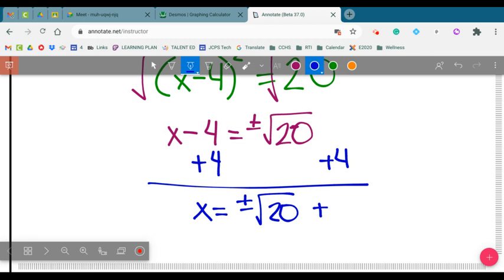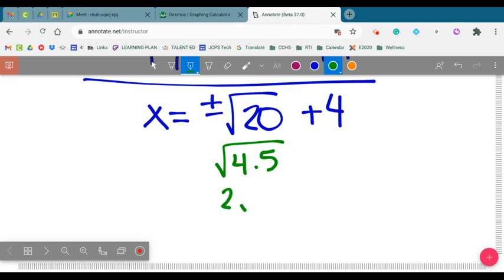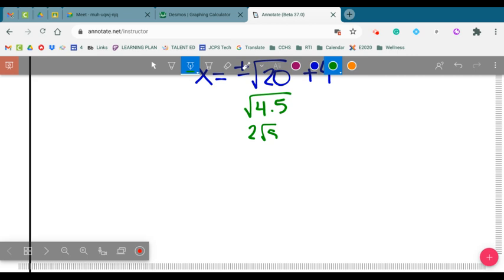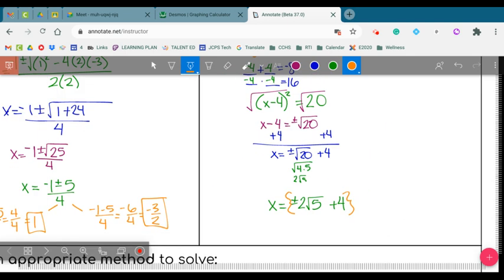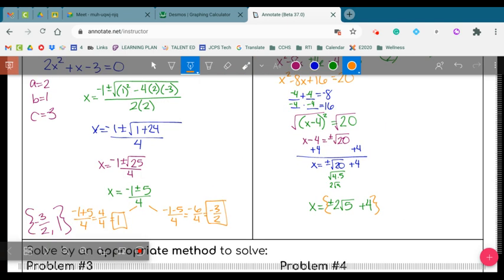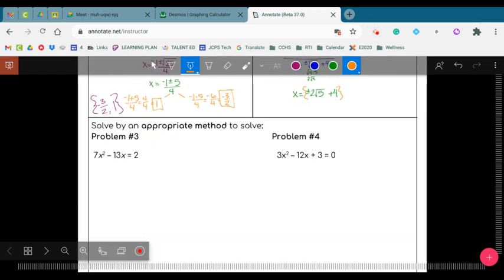Once I add that 4, I want to see if I can simplify the square root of 20. It can simplify to the square root of 4 times 5, which is 2 square root of 5. So your final answer is x equals plus or minus 2 square root of 5 plus 4. You cannot combine the 4 because they're not like terms. And this is our solution. Let me know if you guys have any questions over that problem. Let's go down to the bottom.